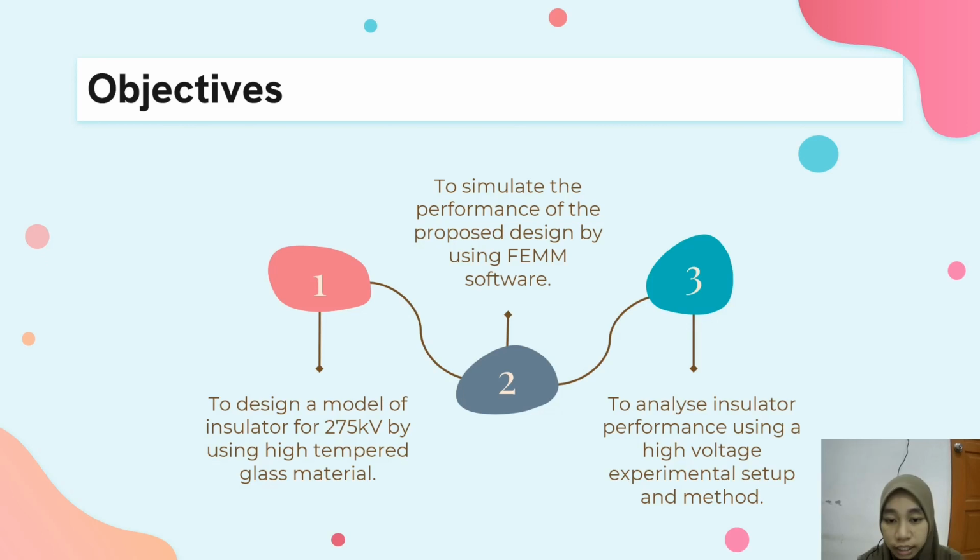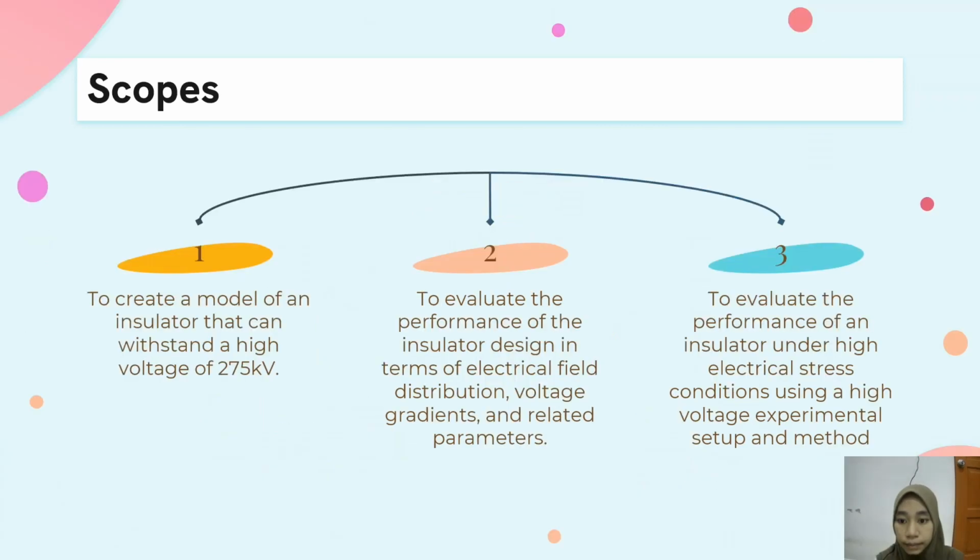Next, for objectives, we have three objectives. First, to design a model of an insulator for 275 kV by using high tempered glass material. Second, to simulate the performance of the proposed design by using FEMM software. And third, to analyze insulator performance using a high voltage experimental setup and method.